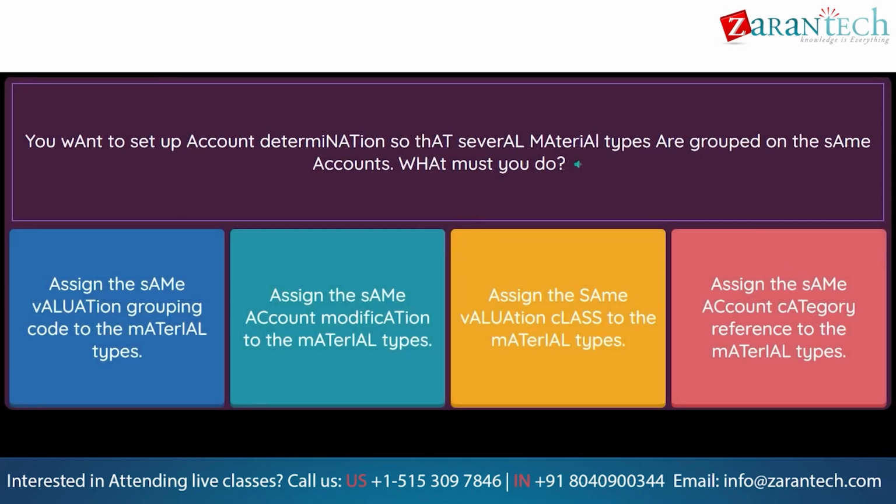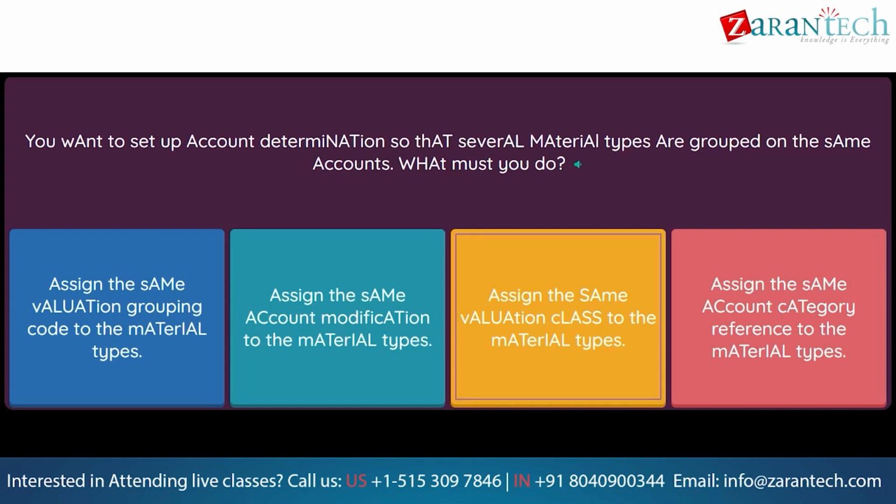Question: You want to set up account determination so that several material types are grouped on the same accounts. What must you do? Option 1: Assign the same valuation grouping code to the material types. Option 2: Assign the same account modification to the material types. Option 3: Assign the same valuation class to the material types. Option 4: Assign the same account category reference to the material types.